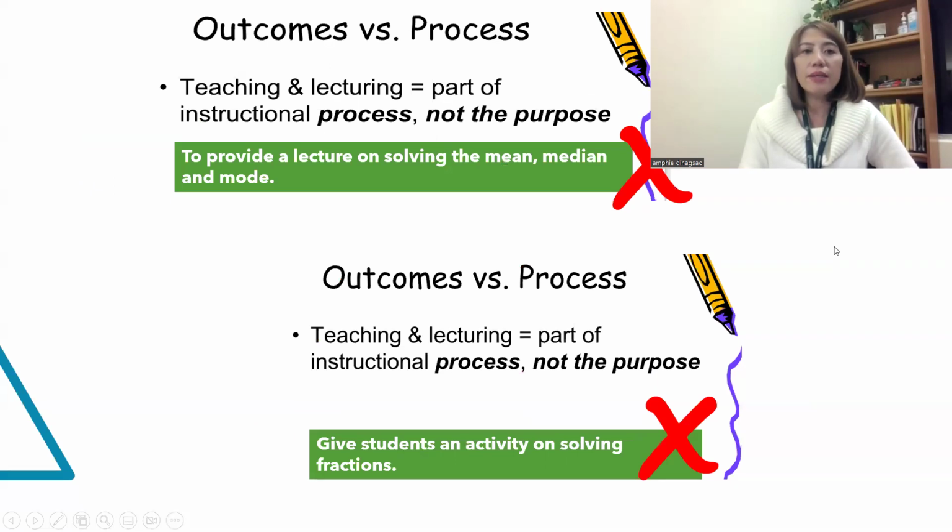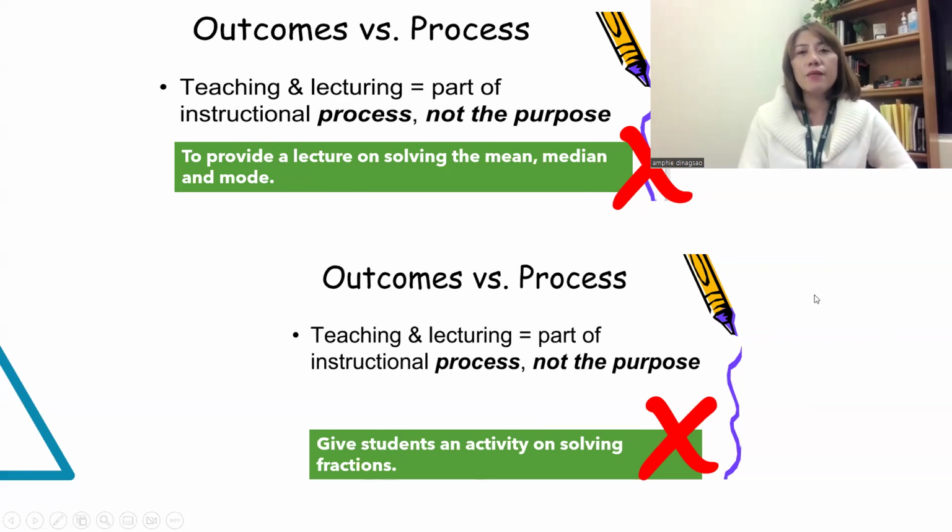Okay, so other examples of writing clear objectives are these. Do not write "to provide a lecture." Of course, you're going to provide a lecture, right? Do not write as objectives "give students an activity," because that is a process.